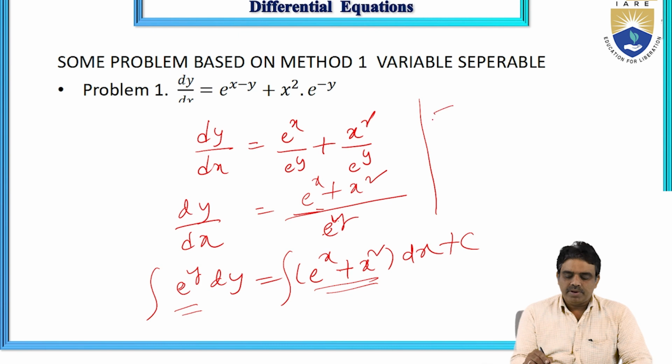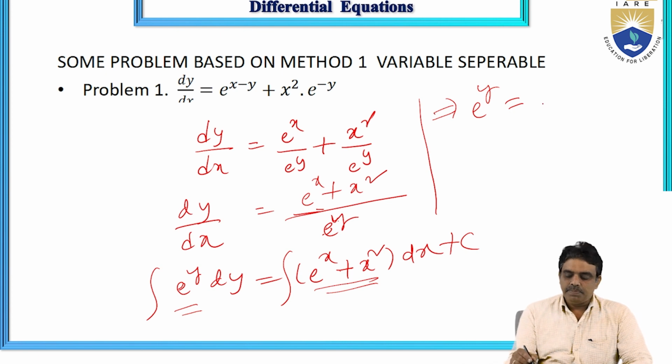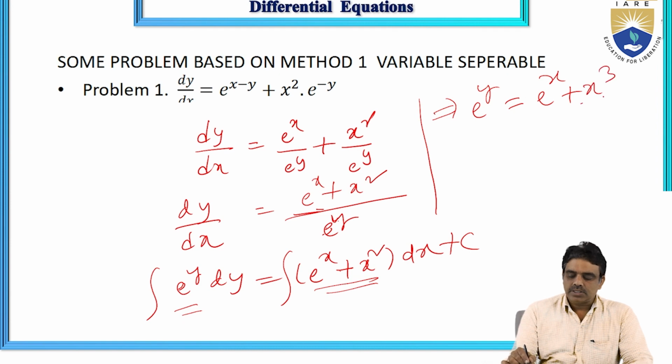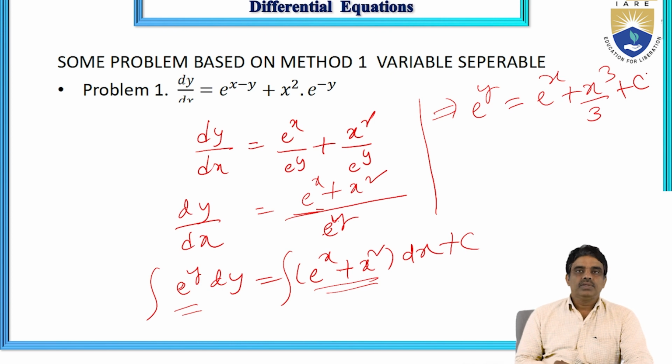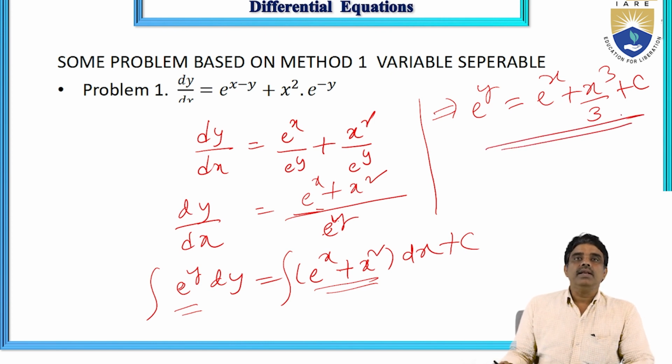Integral e power y, what is it? That is e power y only, is equal to, on the right side, integral of e power x plus x square dx. The integration is e power x plus x cube by 3 plus the integrating constant c. So clearly this is the solution of the given differential equation.